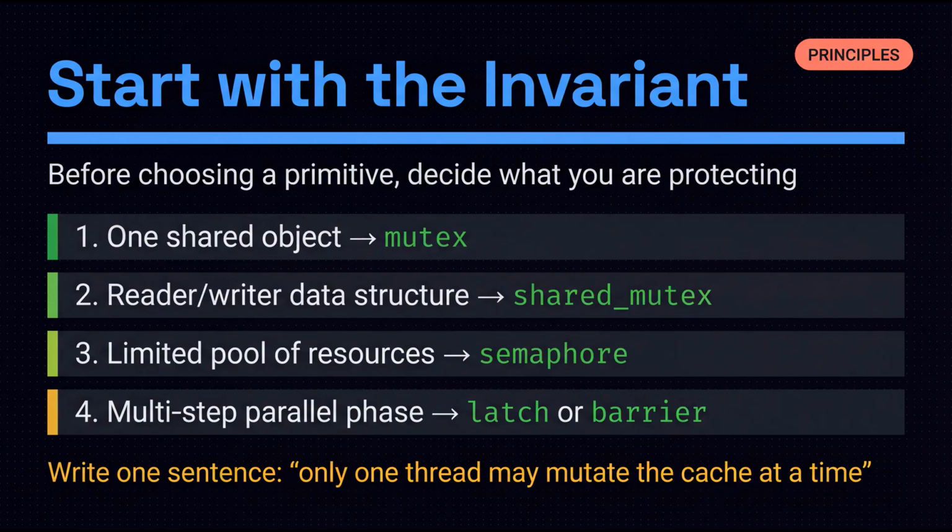4 common patterns. 1 shared object, use a mutex. A reader-writer data structure with frequent reads, use a shared mutex. A limited pool of resources, use a semaphore. A multi-step parallel phase, use a latch or barrier. If the invariant is unclear, the primitive choice will be unclear too.